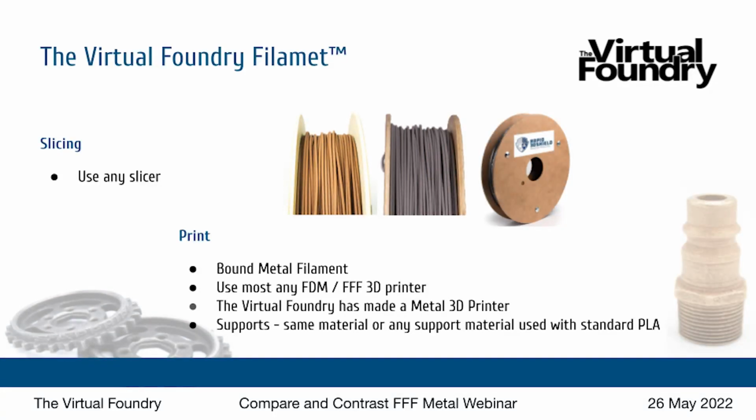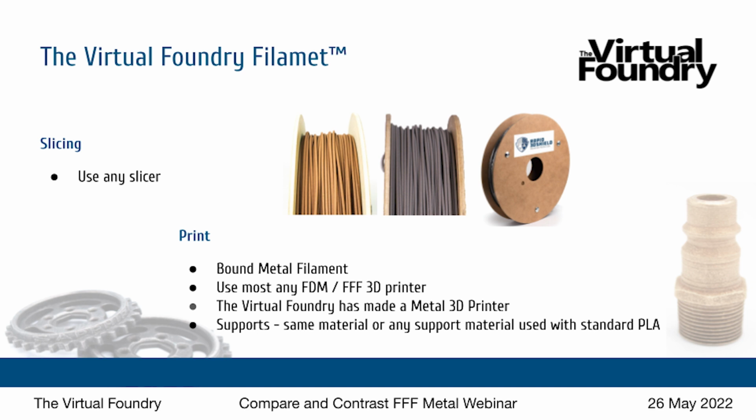Now the Virtual Foundry has made a metal 3D printer that incorporates all the features that we like to use in-house, and that is available for our partner innovators if they choose, but you're using really the 3D printer of your choice. Supports in this case are the same material. You can use Filamet if you have only one extruder on your 3D printer, or if you have dual extrusion, you can use any support material that you would use with standard PLA, including PLA itself. And in this case, the supports will be removed before debinding and sintering.